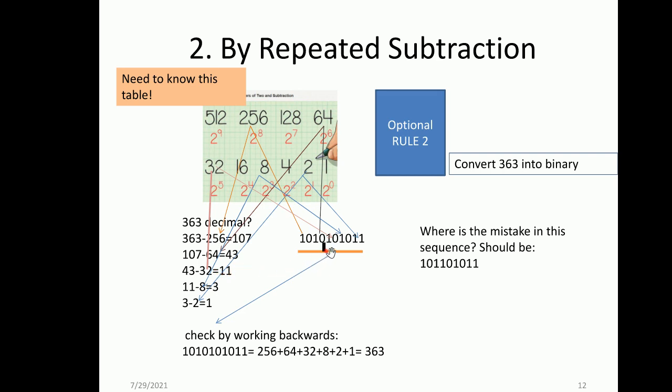So I'm not quite sure. Okay, there's a mistake here. That 0 shouldn't be there. This sequence should be 1, 0, 1, 1. I don't know what this 0 is doing here. I've marked it with a black vertical line. It shouldn't appear.